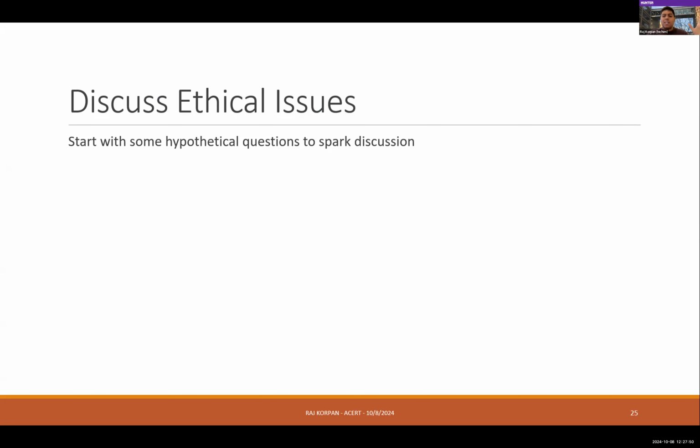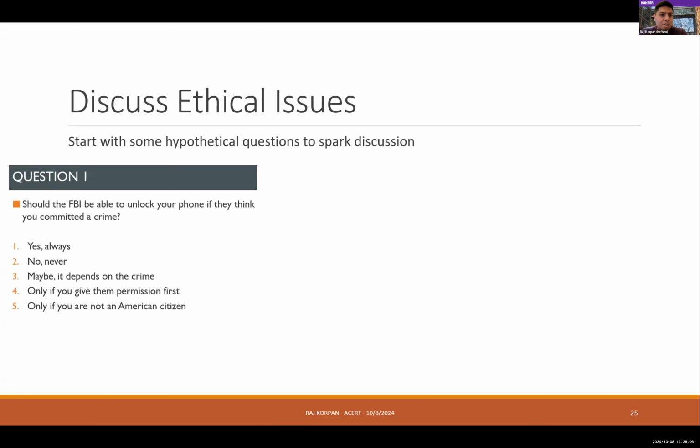Once I frame the class in this way, they dive into work on their projects. And later on, I come back and reinforce this issue of ethics in software development. I started with some hypothetical questions to spark discussion. We talked about these questions as a class and then as groups.